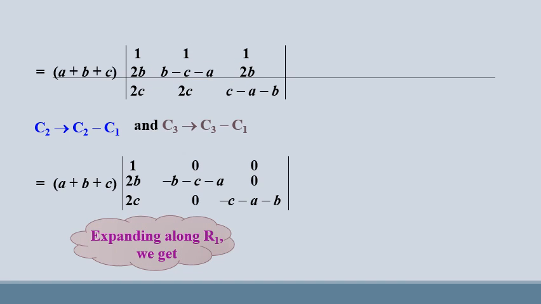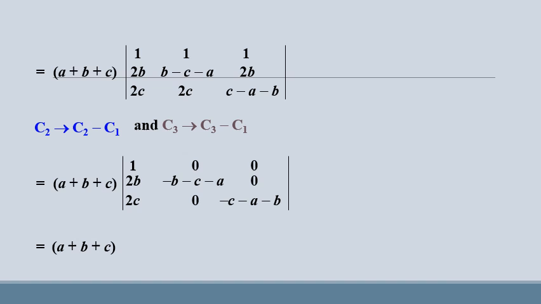Now we will expand it using R1, as R1 consists of the maximum number of zeros. So we use R1 to expand the determinant. So a plus b plus c into 1 into, minus b minus c minus a into minus c minus a minus b. We get a plus b plus c.